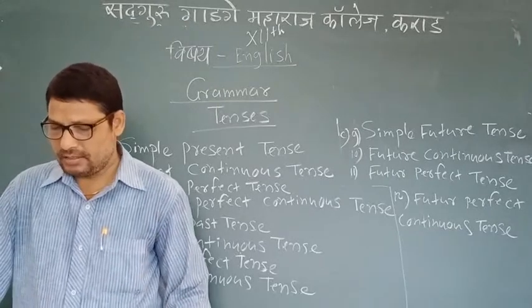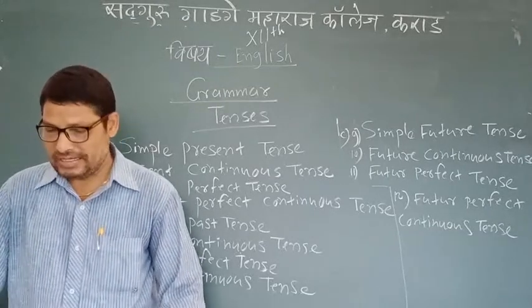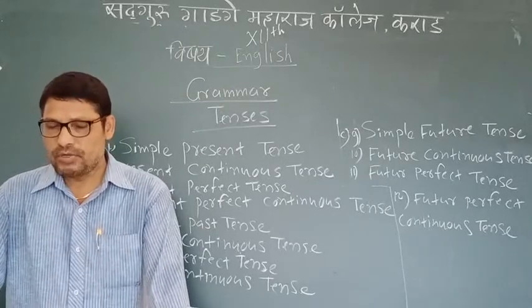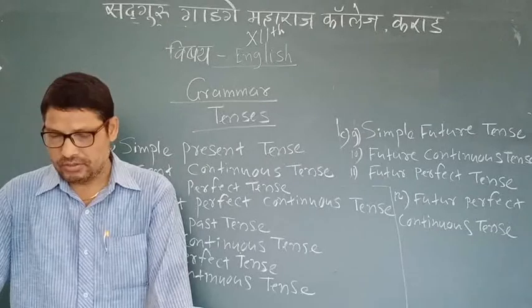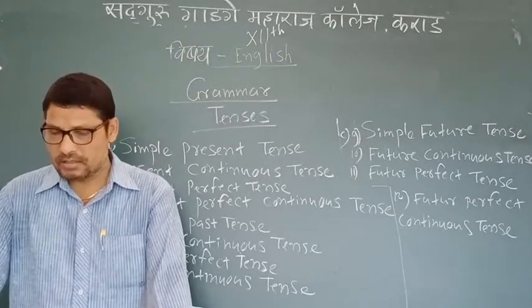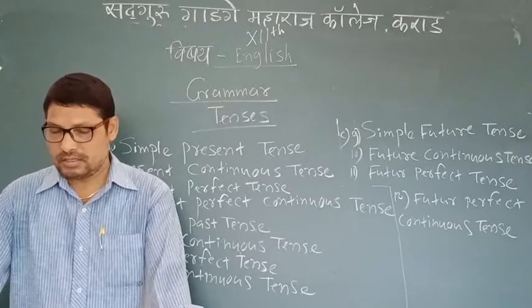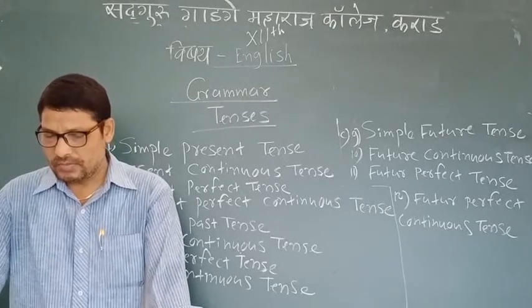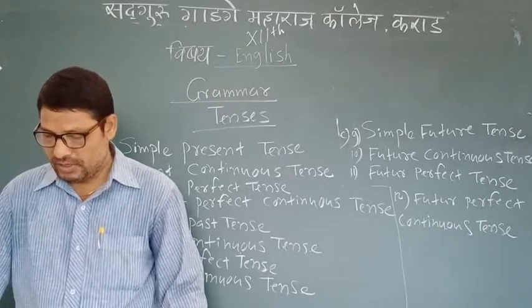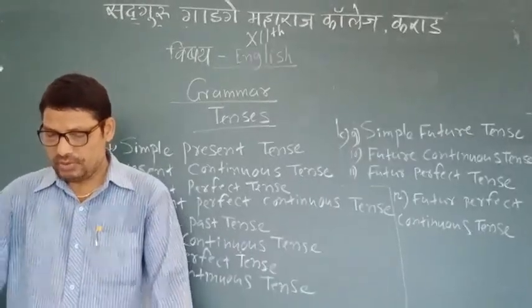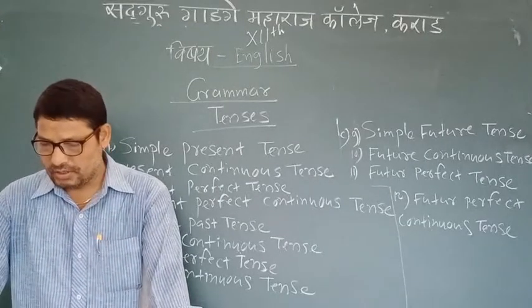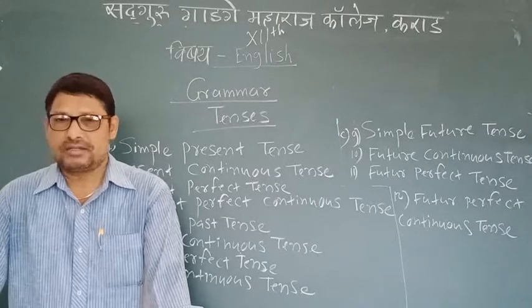Simple present tense, then present continuous tense, present perfect tense, present perfect continuous tense. Then second, simple past tense, past continuous tense, past perfect tense, past perfect continuous tense. Then third one, simple future tense, future continuous tense, future perfect tense, future perfect continuous tense.